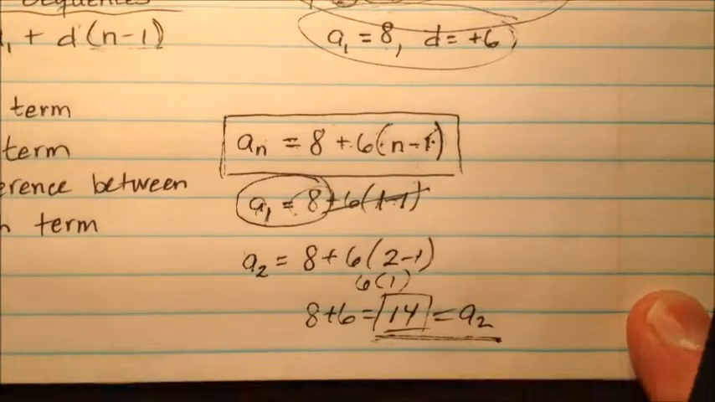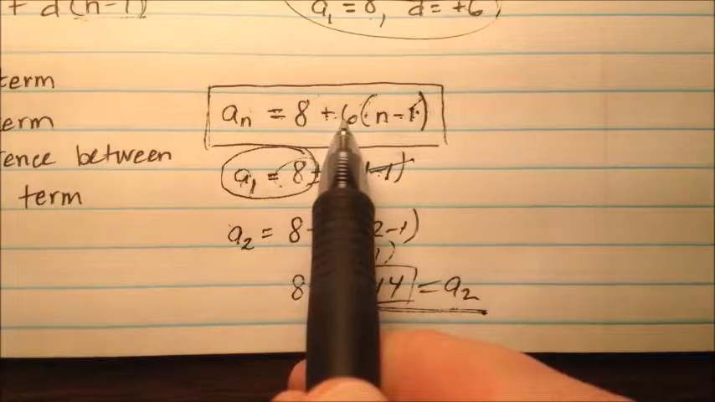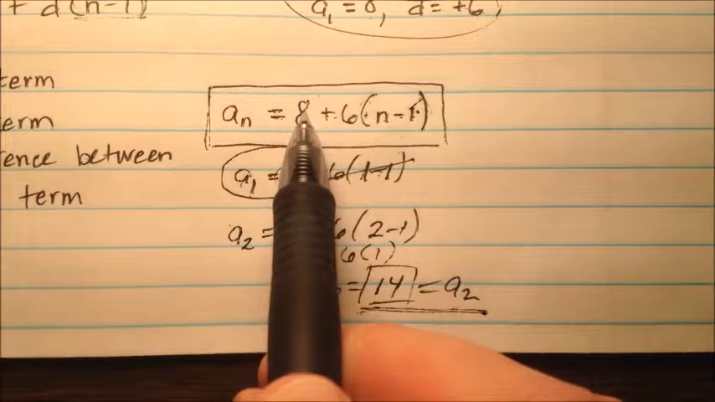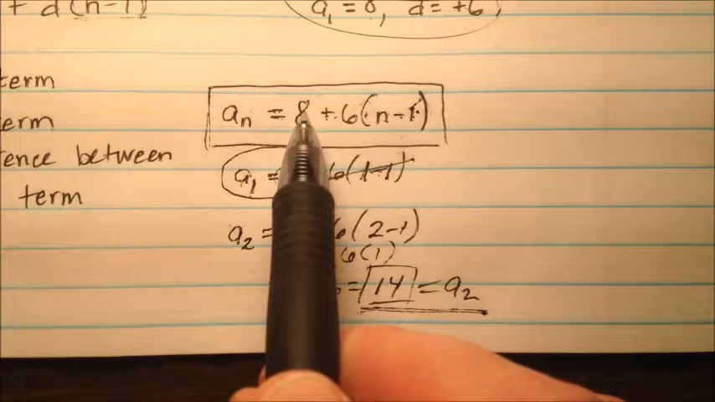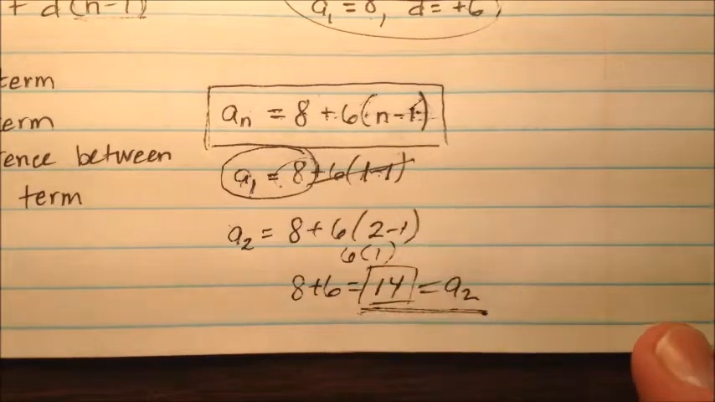And that's kind of where this n minus 1 comes into play, because of the number of times I'm actually adding 6. How many times do I add 6 to my 8 to get my first term? Well, of course I don't add it at all. So that's why this ends up canceling out and going away.